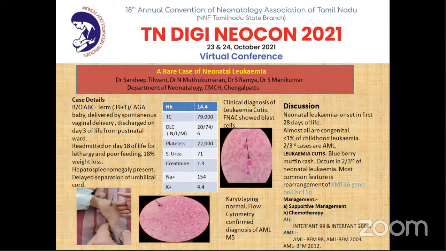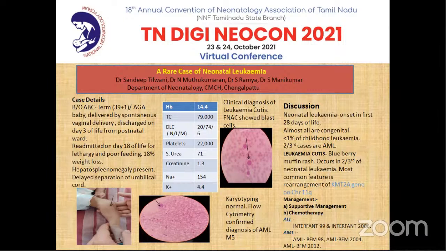But strikingly, along with this, on clinical examination, the baby also had hepatosplenomegaly with delayed separation of the umbilical cord. Even on day 18 of life, the umbilical cord had not separated. What was more striking is that in the CBC, hemoglobin was 14.4 with a total count of 79,000 and thrombocytopenia with a platelet count of 22,000.